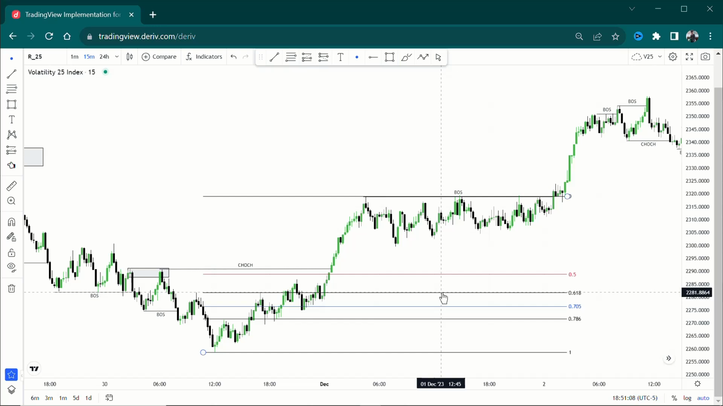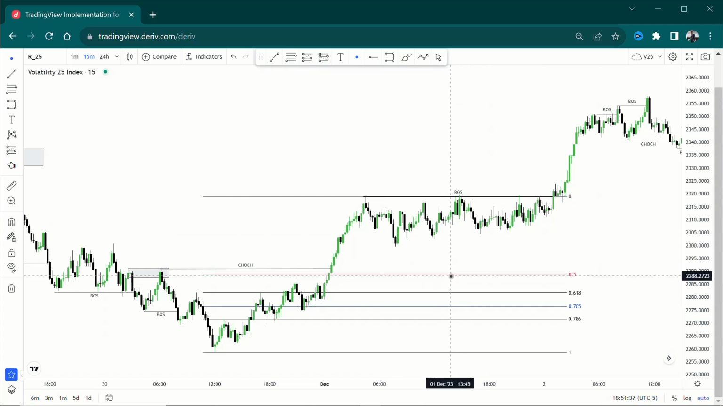Of course you can't get everything, but you have to get at least 80% of the move. That's why you have to buy it when at least it has touched the 50%. If the POI is just at the 50%, it's fine.